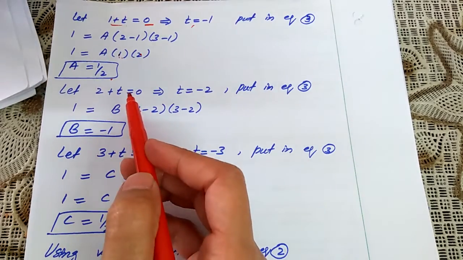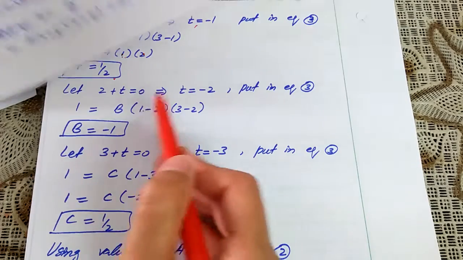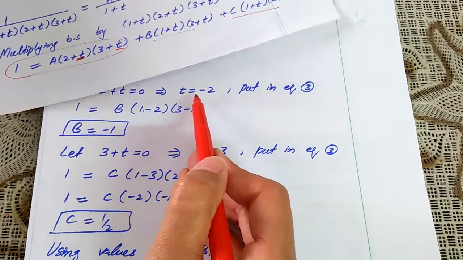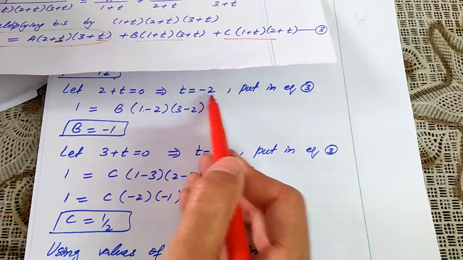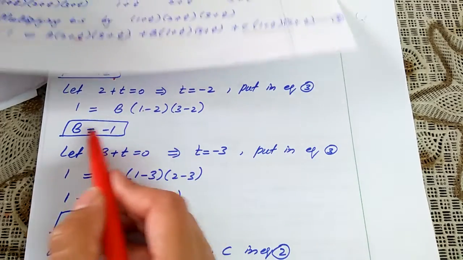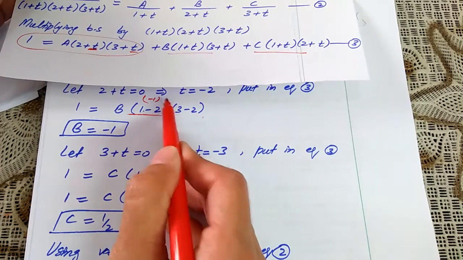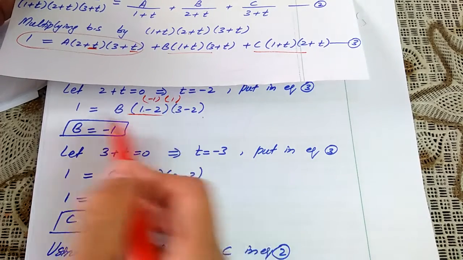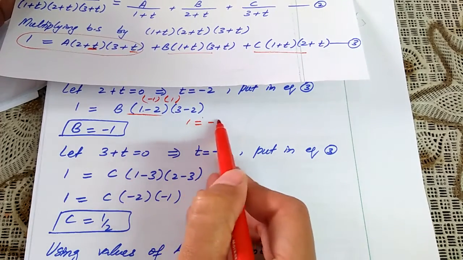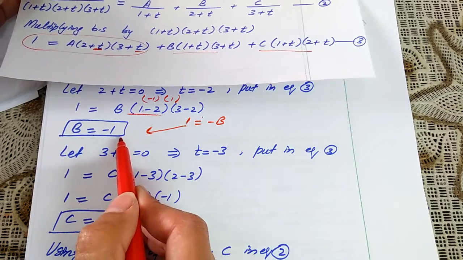Now let our second denominator, 2 plus t, equal 0. 2 plus t equals 0, and replace t with minus 2 in equation number 3. After replacing, we'll get 1 minus 2, which gives us minus 1, and 3 minus 2, which gives us 1. So this will be 1 equals minus b. So that will give us b equals minus 1.